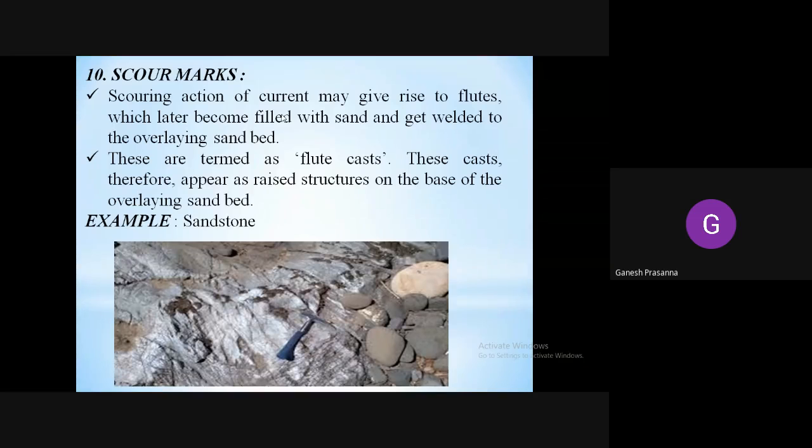Okay, coming to the scar marks, these are the ones which give rise to the flutes or another type which gets welded over the overlying sand bed. Okay, it's just like the welding of one on the other one, just like welding iron to join two pieces of iron. Similarly, when two pieces of rock types of different compositions are joined together by the process of welding, then this gives rise to the marks which are called scar marks, or the impressions. It is the scars that you can see.